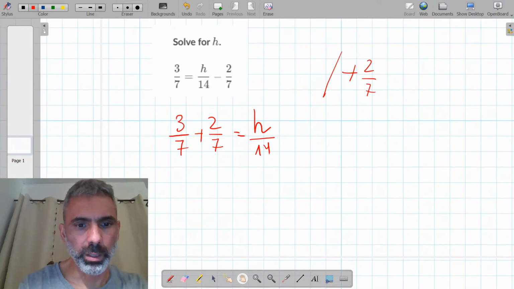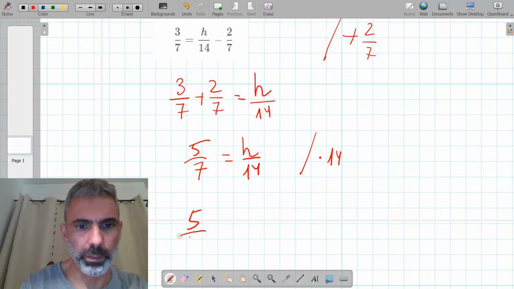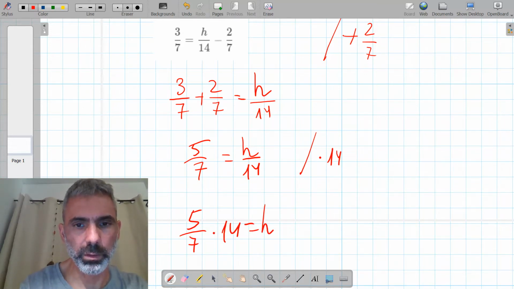So on the left hand side I have 5 7s, and on the right hand side I have h over 14. Now to isolate the h I need to multiply both sides of the equation by 14. So on the left hand side I have 5 over 7 times 14, and on the right hand side I have only h, because the division by 14 and multiplication by 14 cancel out each other.